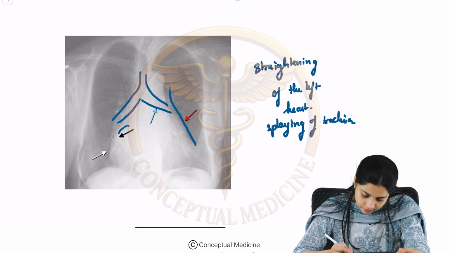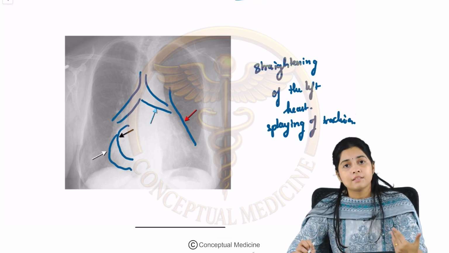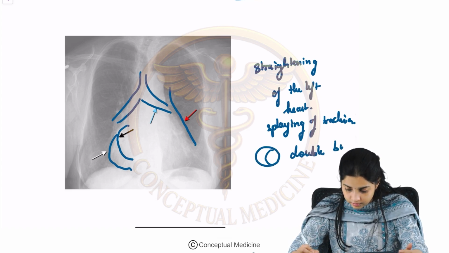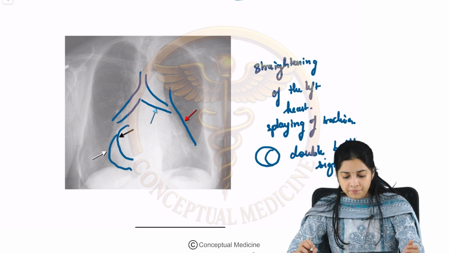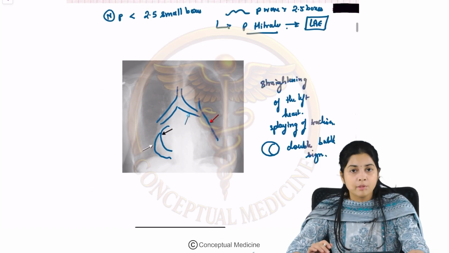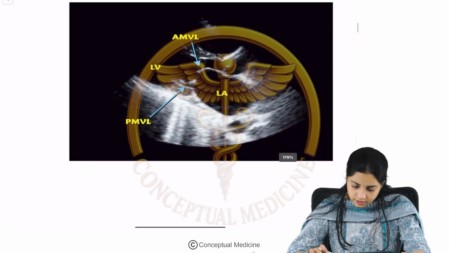Then you have the left atrial as well as the right atrial enlargement, which looks like the double bubble sign. Okay, so these are some of the most important X-ray findings that you should remember when it comes to mitral stenosis. Now, let us look at the echo.